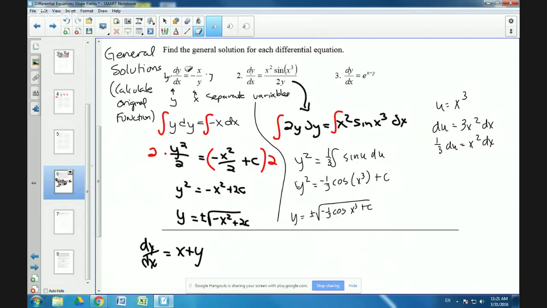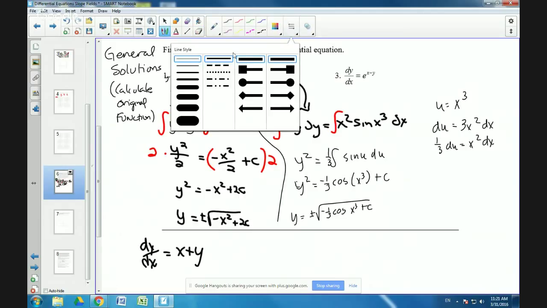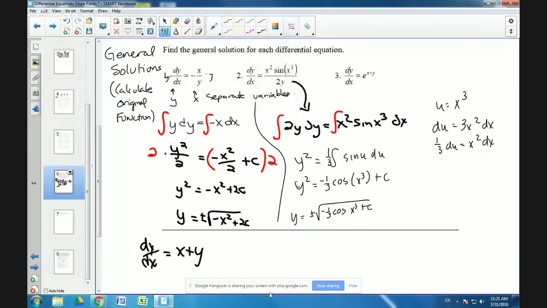Okay. I'll show you one more, and then we'll be done. Let's do that one. This that I'm going to show you is the most common kind of problem you'll see for differential equations.